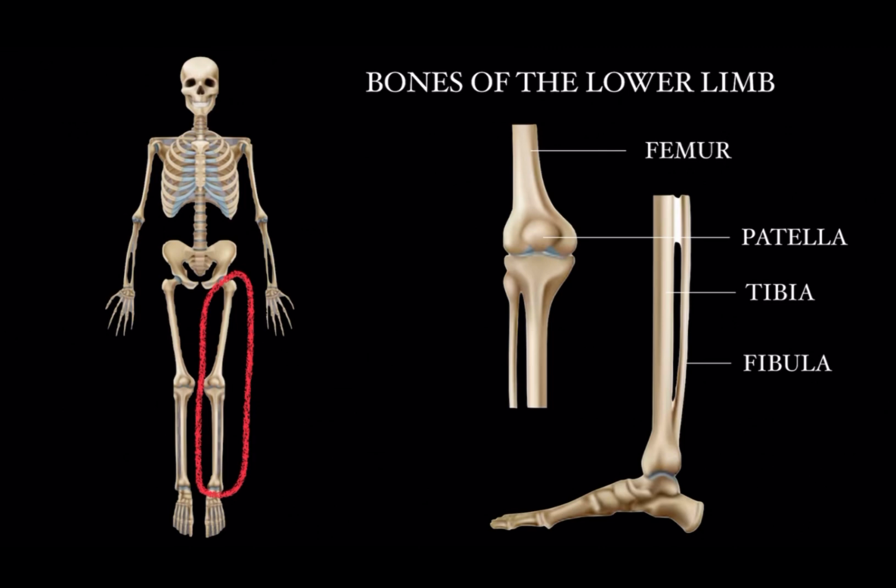Bone of the lower leg. It consists of 2 bones, the tibia and fibula. The tibia is present on the inner side of the leg. The fibula is present on the outer side of the leg. The patella is also known as the kneecap. It sits in front of the knee joint. The tibia is also known as the shin bone. The tibia is a thicker bone when compared to the fibula.